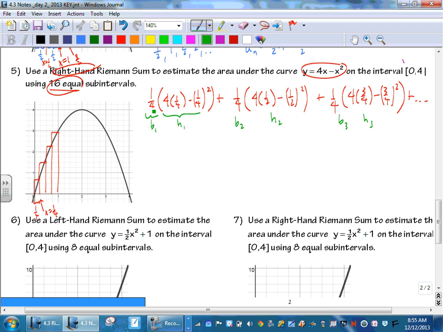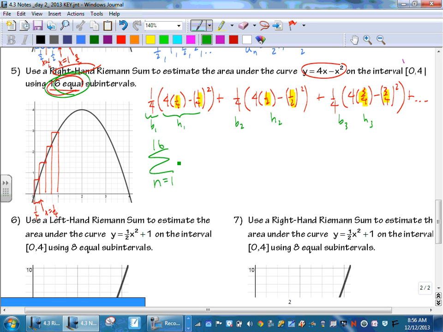All we're doing is taking the base times the height of all these rectangles and adding them up. So we're going to set up a sum where we have the base times the height. Now I'm not going to leave it as base times height. I'm going to write it out as a formula. But we're doing this from n equals 1 to what? 16, right? Because there's 16 equal subintervals. If we look at these, everything is the same except for what's in those parentheses. That's the only difference here.